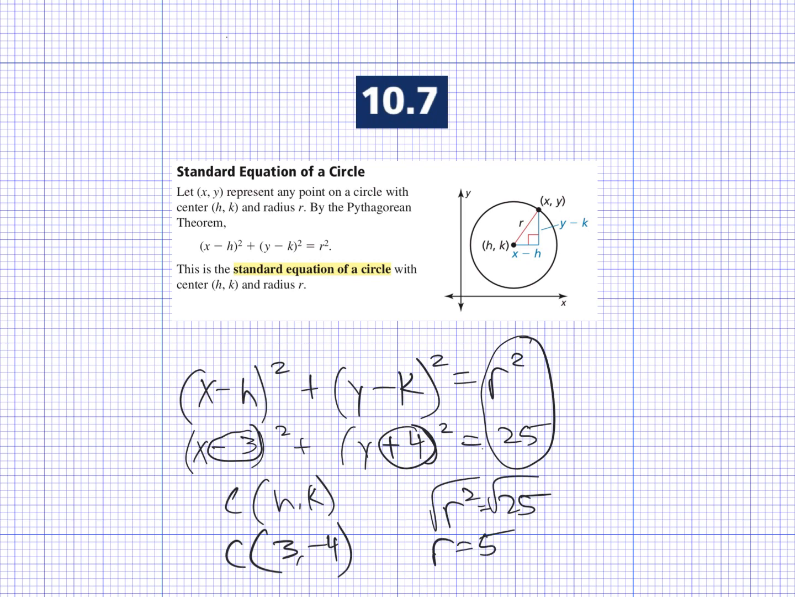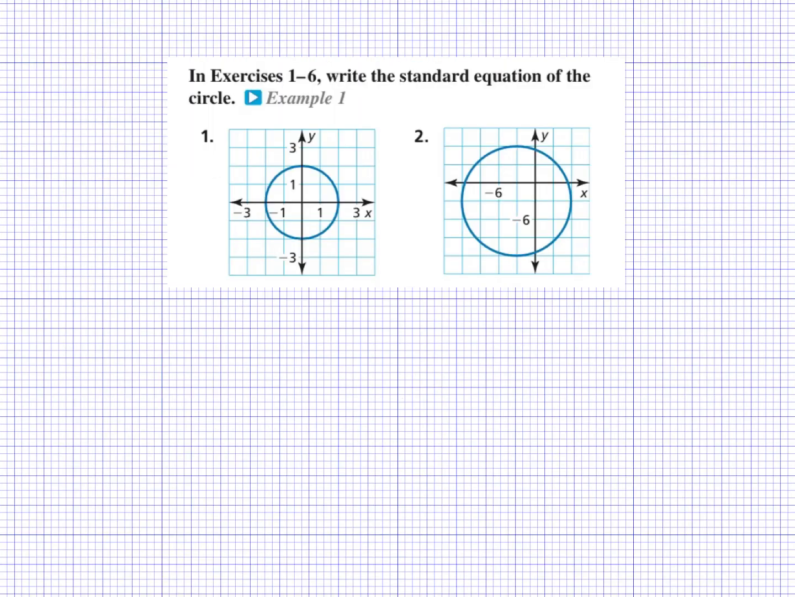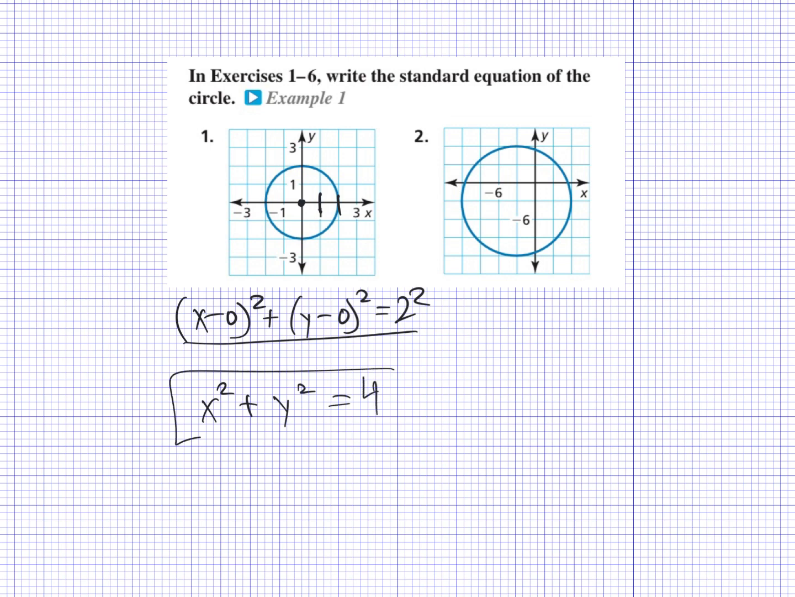Okay, let's go and do some of these. Write the standard equation. The center is at 0, 0. So (x minus 0) squared plus (y minus 0) squared equals the radius squared, 2 squared. It's not really proper to leave it like this. X minus 0 is just x. Y minus 0 is just y. And 2 squared is 4. So this is the proper way of writing number 1.